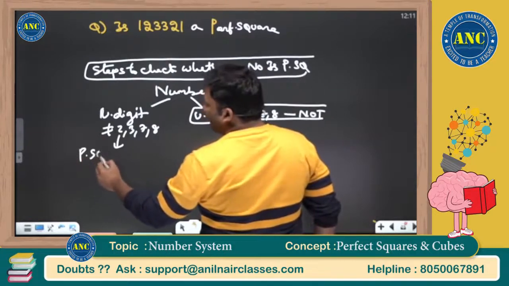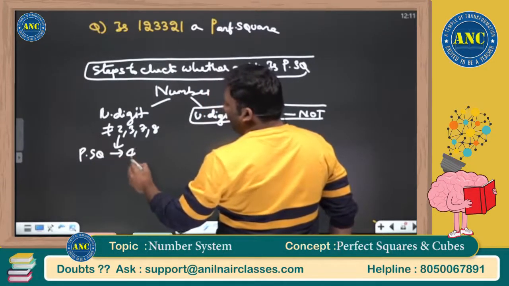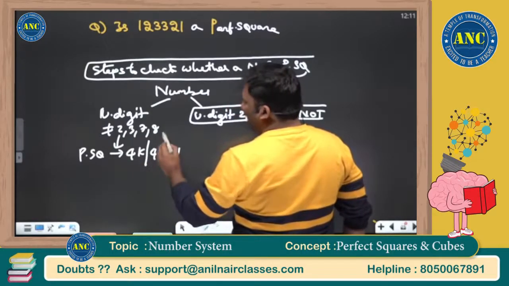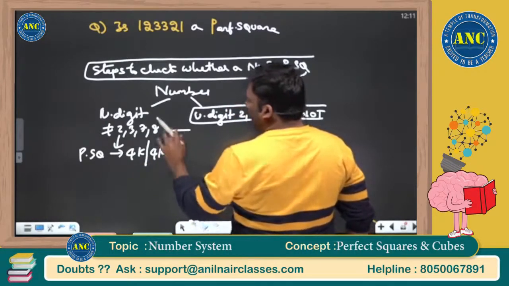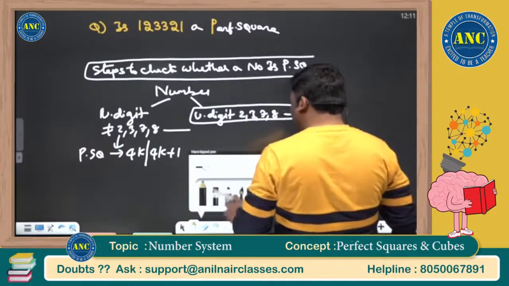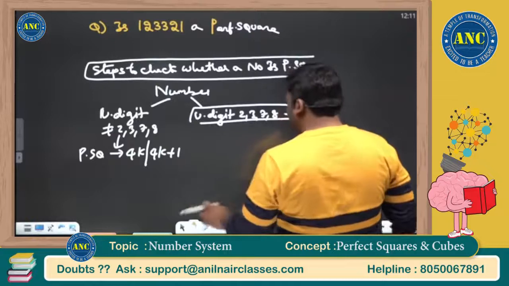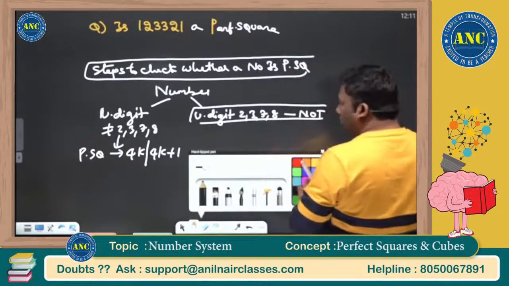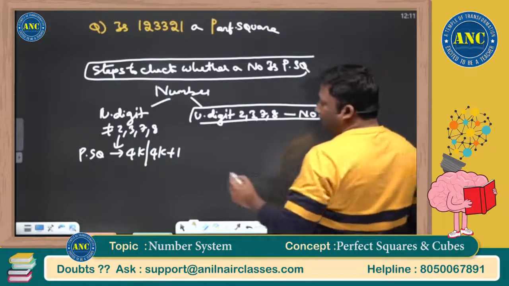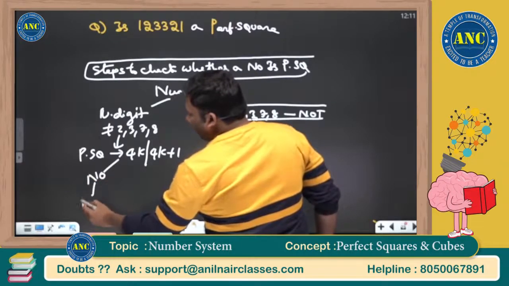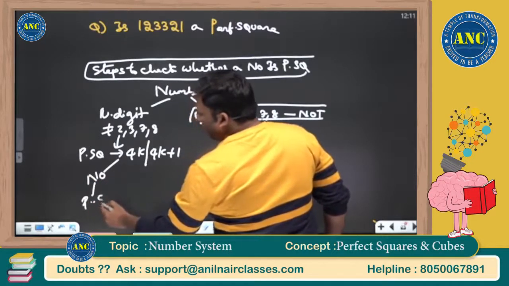A perfect square should be of the form 4k or 4k plus 1. This is something which we discussed. Next one. Many students do not know this flow chart. No, it is a perfect square.